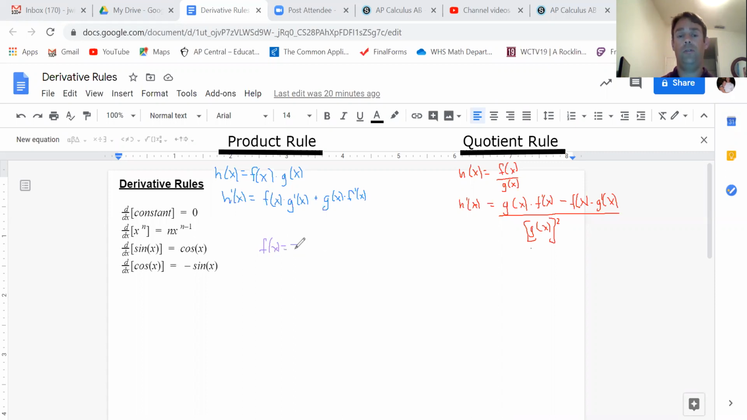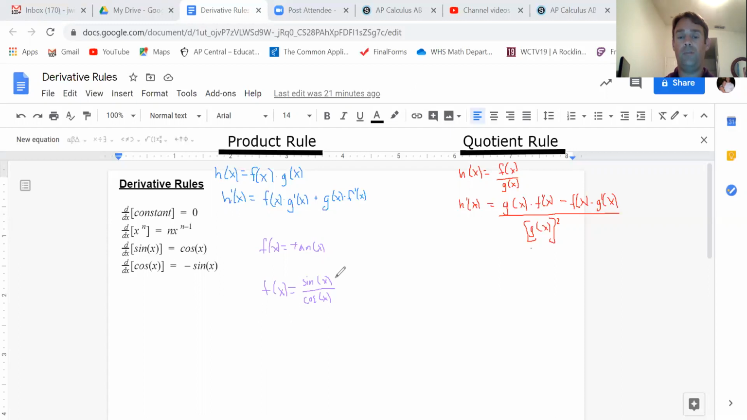For instance, take tangent. We don't know any derivatives for tangent, but we do know that tangent is the same thing as sine over cosine. So if I asked you to tell me what the derivative of tangent was, what I'm really asking you is to tell me what's the derivative of sine over cosine.